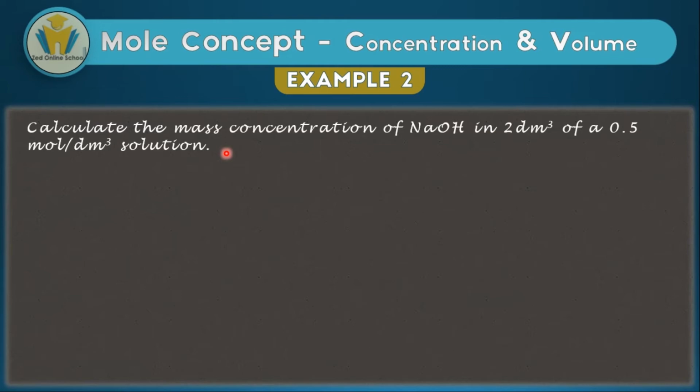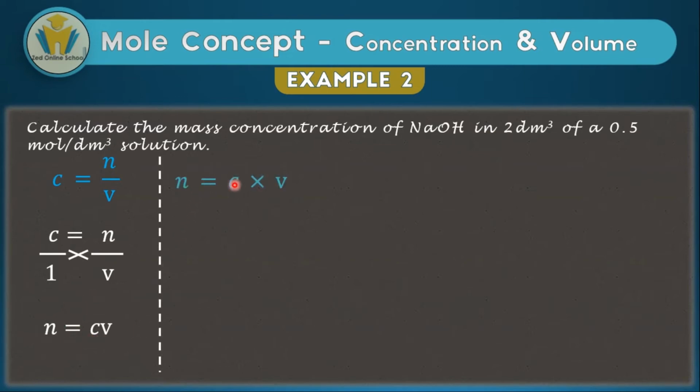We know that if we use this volume and the concentration, we can get the number of moles. That is just simply making n the subject of the formula. Then this part, we convert it into a fraction by dividing by 1, then cross multiply. Then n is equal to CV. So this formula here can give us the number of moles when we have concentration and volume. So the concentration is 0.5. The volume of this solution is 2 cubic decimeters. So n is equal to 2 times 0.5.